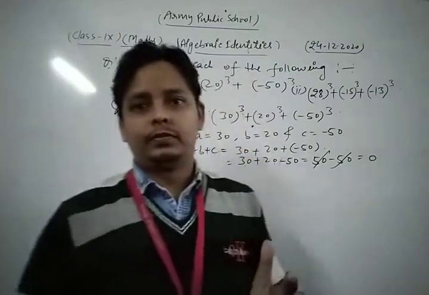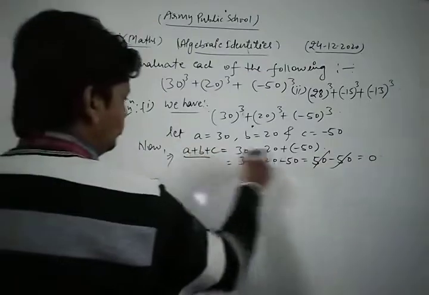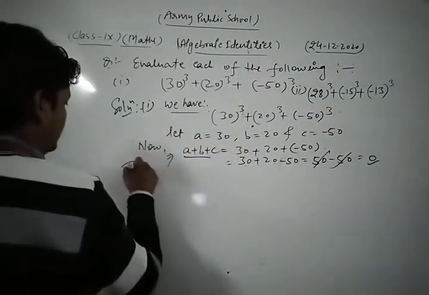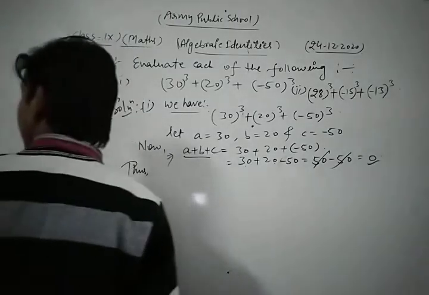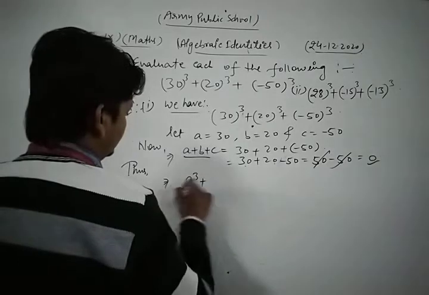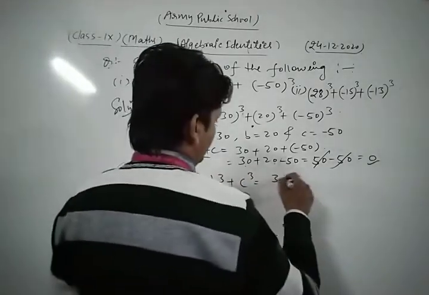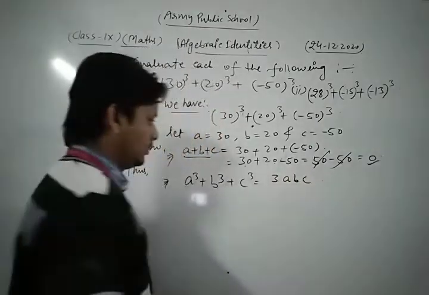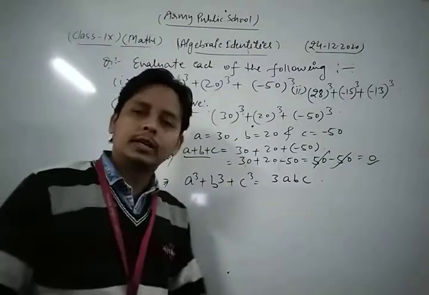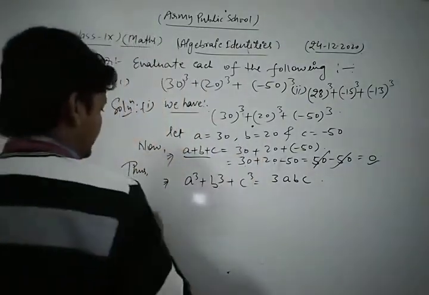Now we apply the property. Since the value of a plus b plus c is equal to 0, we have that the value of a cube plus b cube plus c cube is equal to 3abc. Now we apply that, but now we put the value of a, b and c.